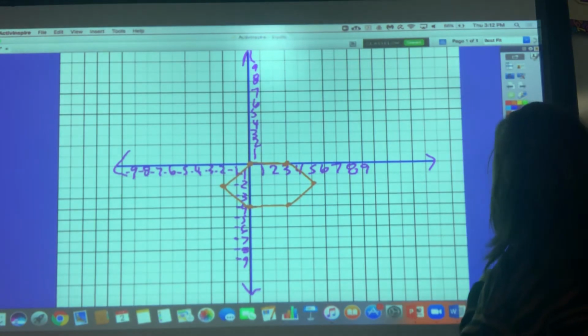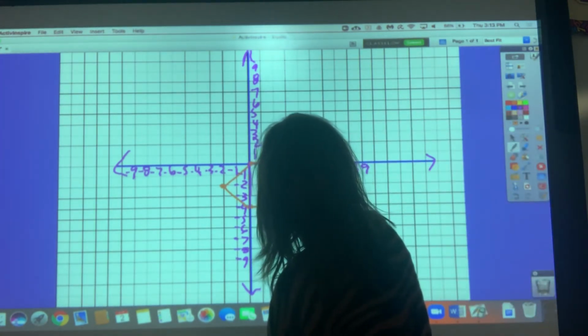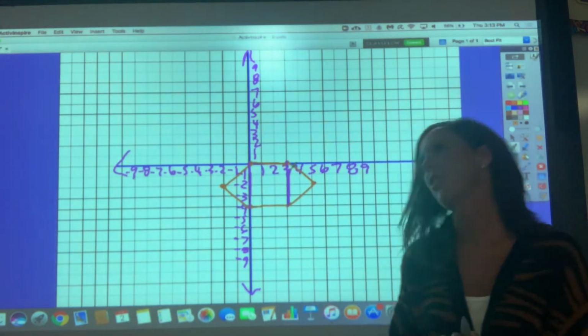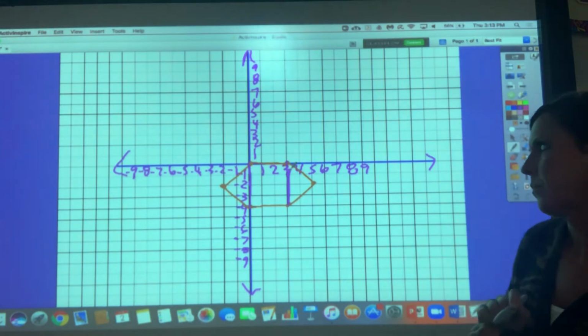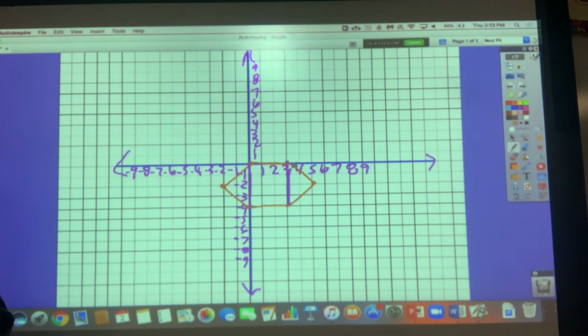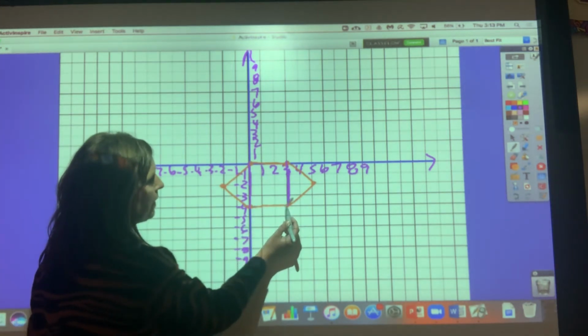You could also do it another way, and I'm going to do it this way. I'm going to split it into 3 shapes: triangle, rectangle, triangle. Okay, so let's find the area of our parallelogram, or our rectangle, in the middle. So we're going to have 1, 2, 3.